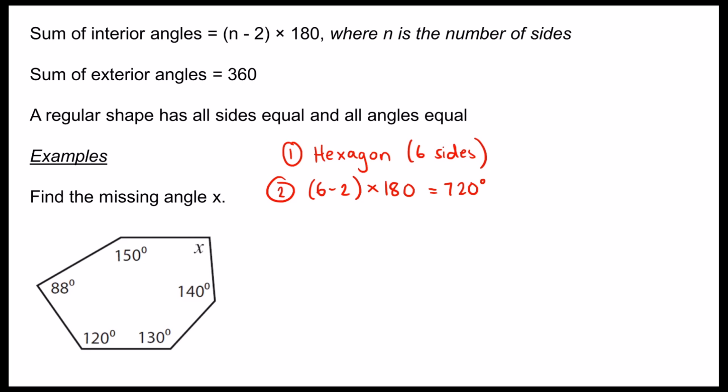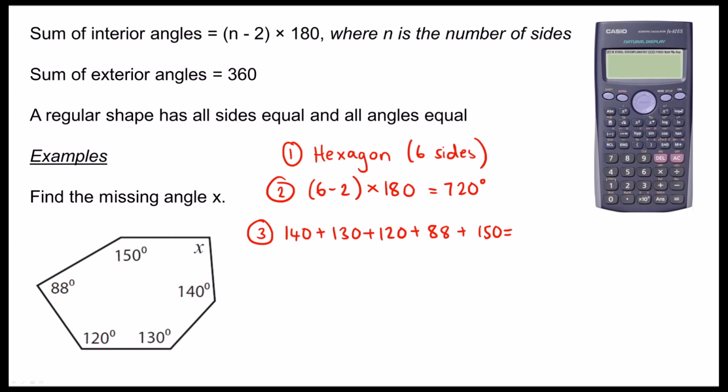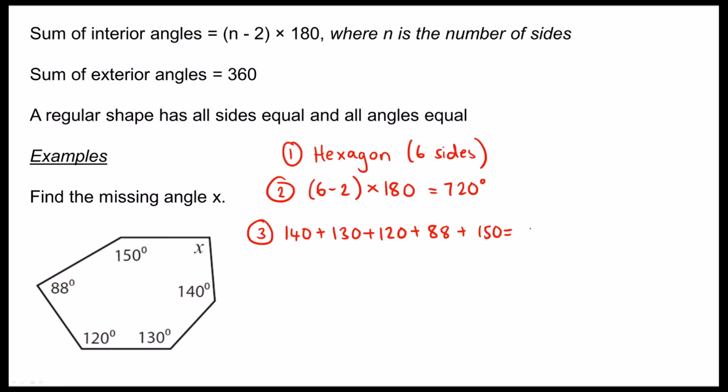Step 3 is then to work out the sum of the angles you've been given inside the shape. So I have 140, 130, 120, 88 and 150. To work out this answer, I can again use my calculator. So 140 plus 130 plus 120 plus 88 plus 150 gives me a grand total of 628. Therefore, the sum of all the angles that I'm given is 628 degrees.